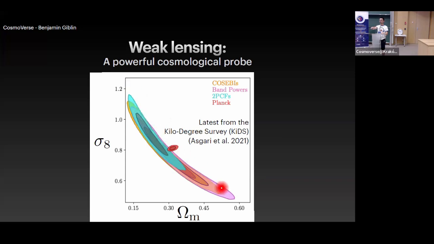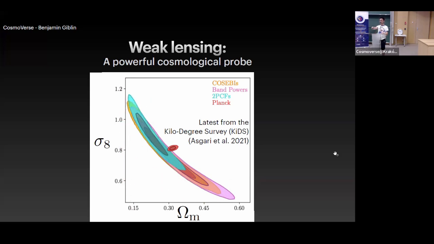And we have this banana-shaped degeneracy, because in lensing, we can't tell the difference between a universe that has very high omega m, so a lot of matter that doesn't cluster very strongly, or the inverse of that, a universe that contains less matter, but it clusters quite strongly.